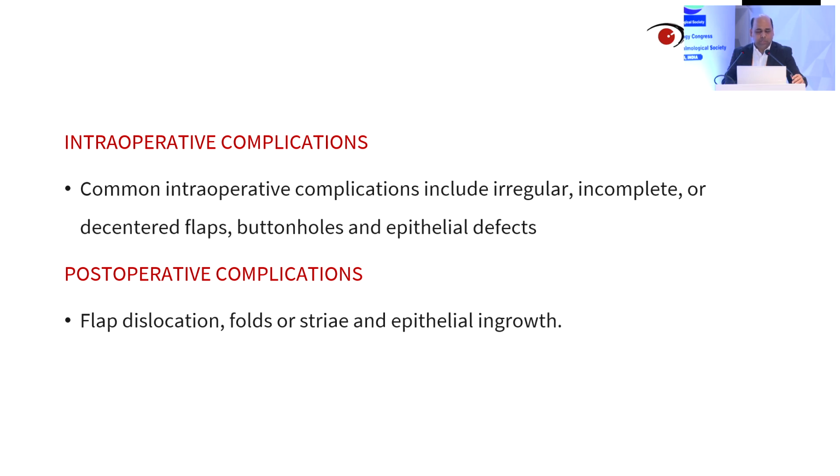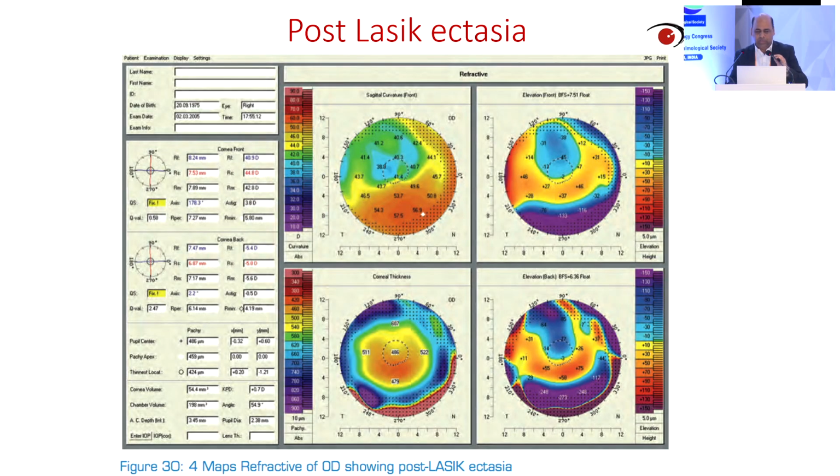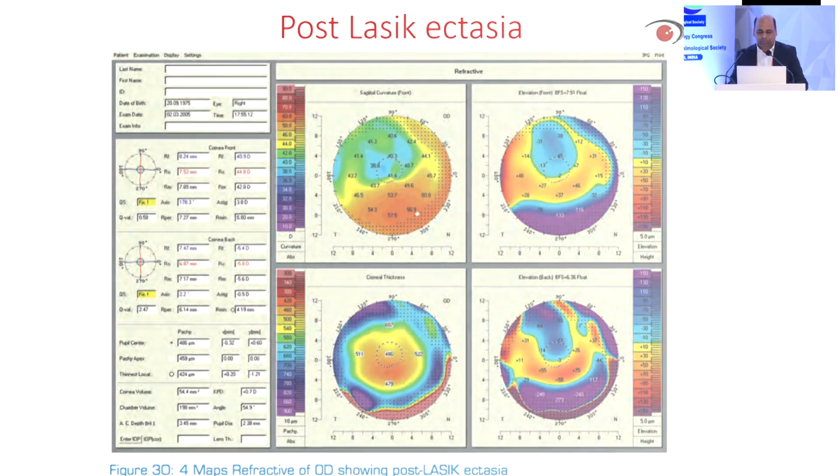So coming to the complications, there are some complications, although not very regular, like incomplete or complete or decentered flap, buttonholes, and epithelial defect. We have to be very careful in patients who develop epithelial defects, because if an epithelial defect occurs during surgery, the risk of epithelial ingrowth is very high. So it's always better to remove the entire epithelium in that area and put a BCL so that it can heal in totality. And this is a scan showing post-LASIK ectasia here.